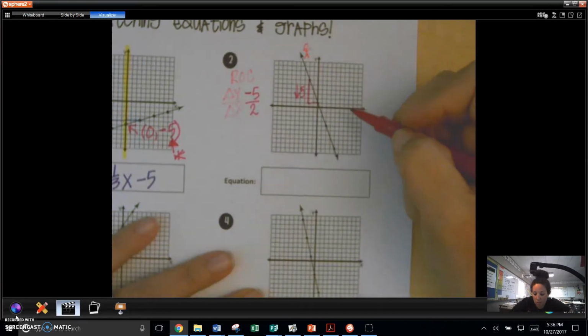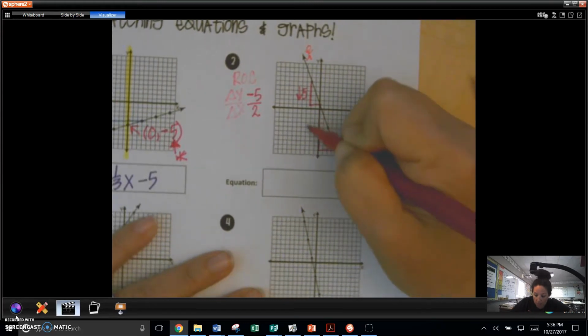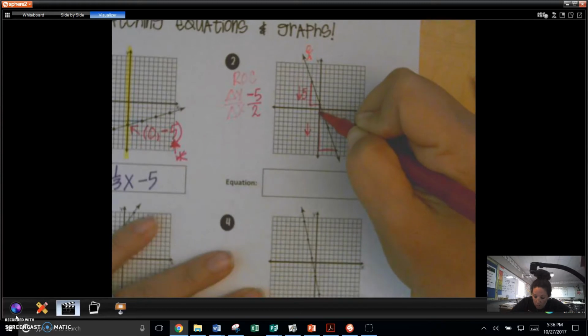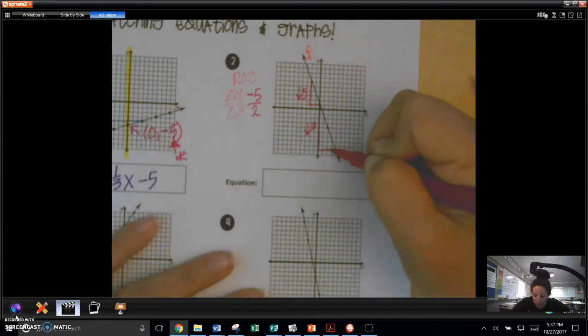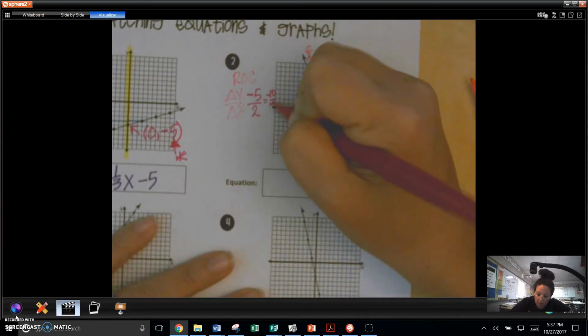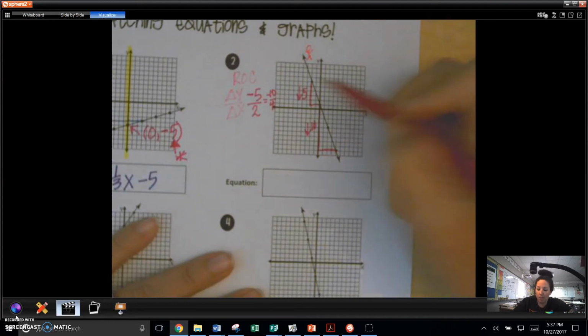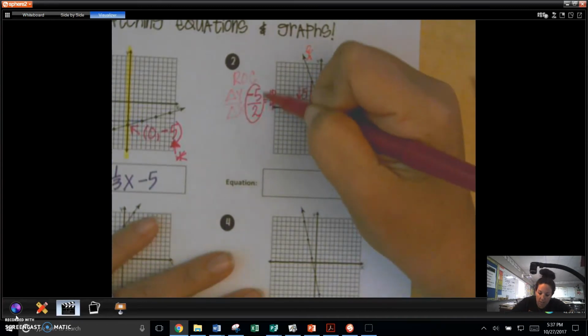Well, let's check and see. I want to go all the way to this one. This time I went down 1, 2, 3, 4, 5, 6, 7, 8, 9, 10, and over 1, 2, 3, 4. So -10 over 4, which simplifies to -5/2. So that is our rate of change.